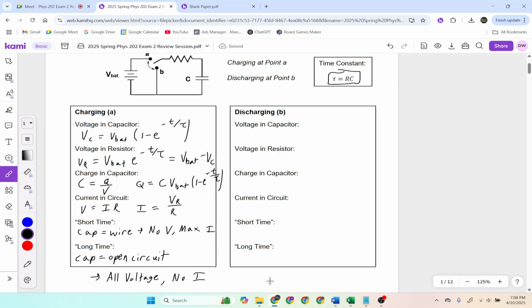Okay. Now we're going to go to discharging. Discharging, I'm going to go a tiny bit faster because a lot of this is the same. So first, voltage in the capacitor. Vc equals V bat times e to the negative t over tau. Yes, this is the same equation as the resistor for charging. Yes, it's just missing the 1 minus. Then we have voltage in the resistor. That's going to be Vc equals Vr. They're just equal to each other. Very simple.